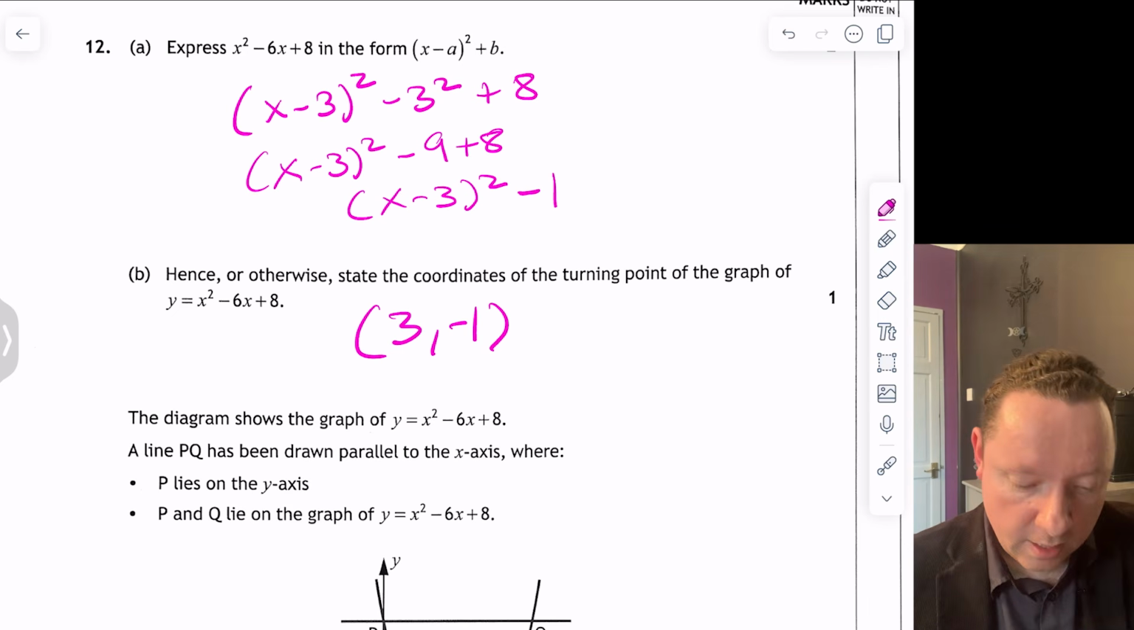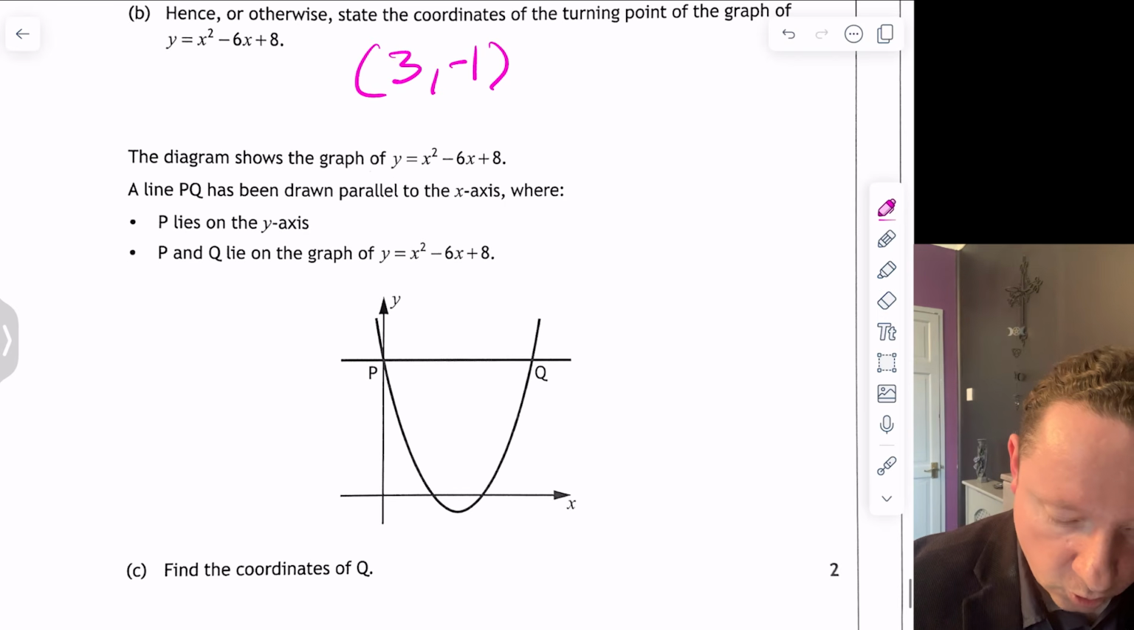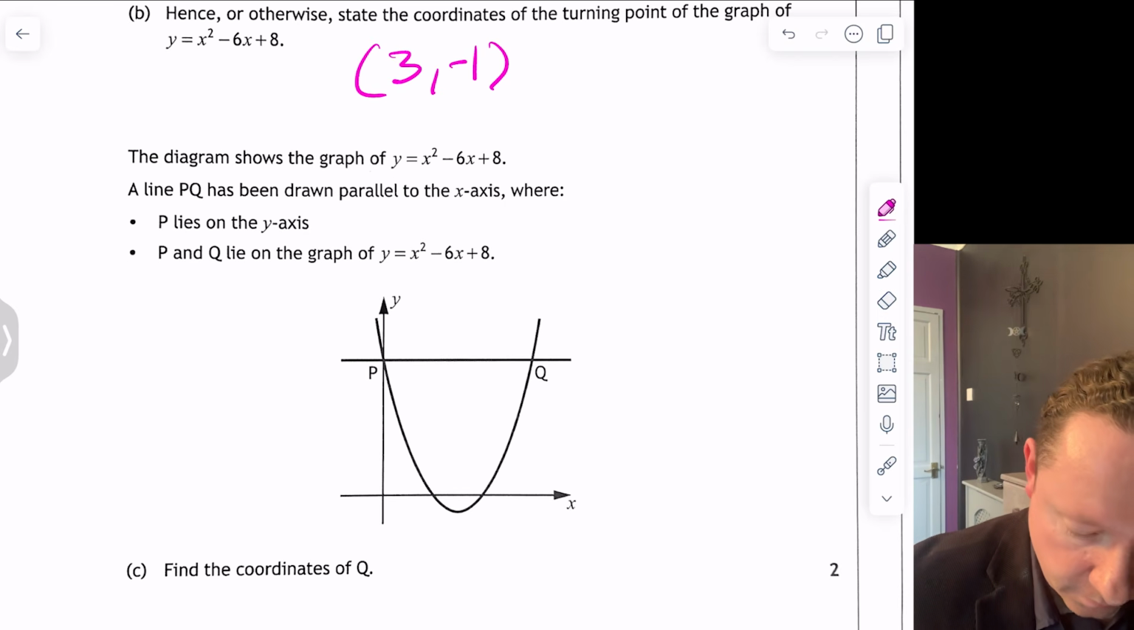And that's it. Part C, the diagram shows the graph of y equals x squared minus 6x plus 8. A line PQ has been drawn parallel to the x-axis. P lies on the y-axis, there. And P and Q lie on the graph of y equals x squared minus 6x plus 8. So there. Find the coordinates of Q.